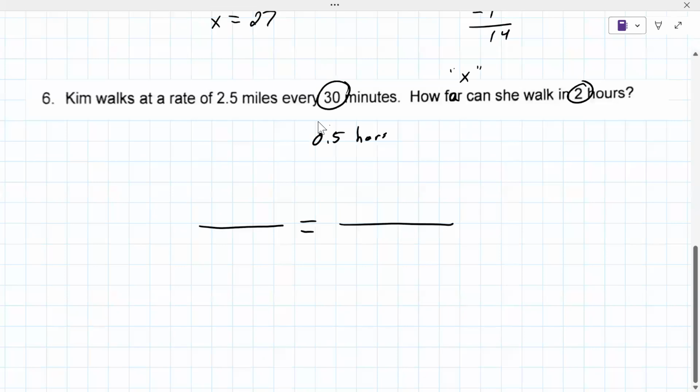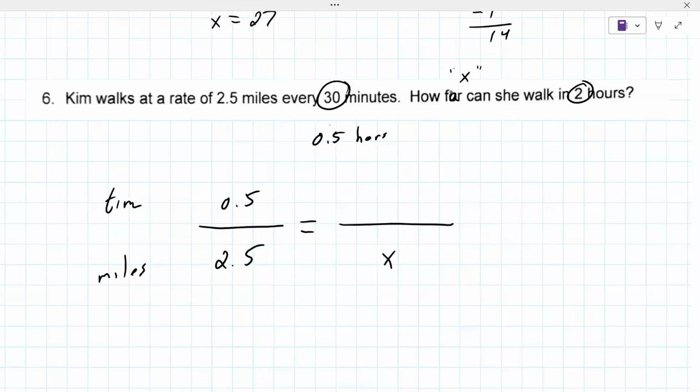30. But you can't use minutes. Okay, so you just do 0.5. So you're putting time on top, miles on the bottom. So where does X go? Does X go on top or on the bottom? It would go on the bottom. That's right. It's distance. 2 goes there.